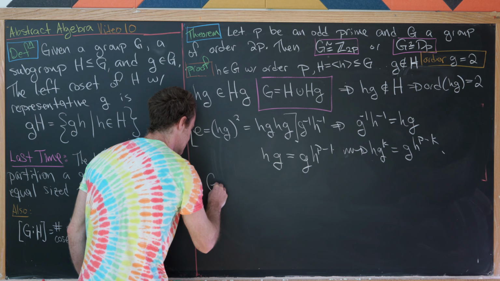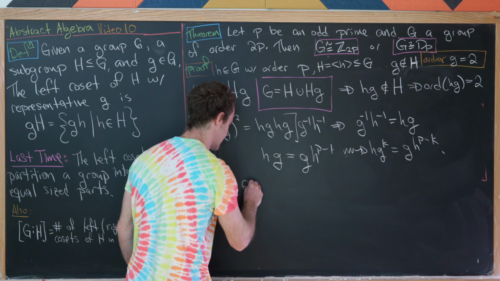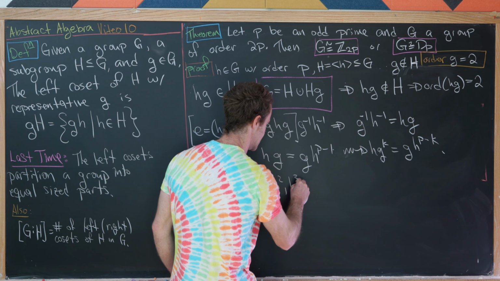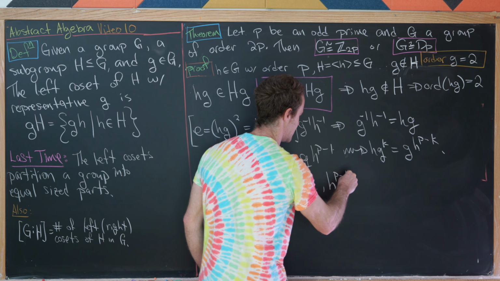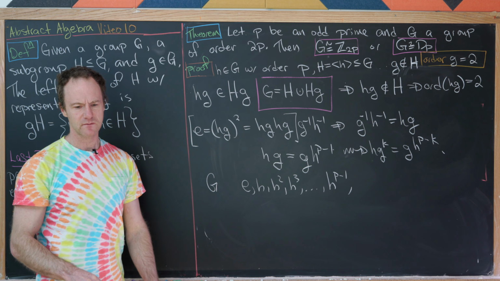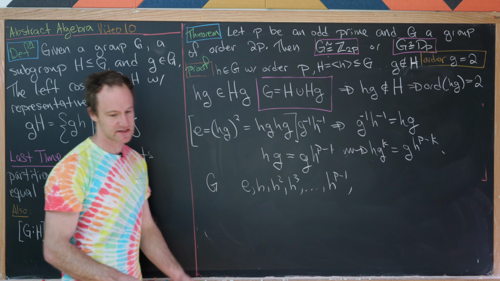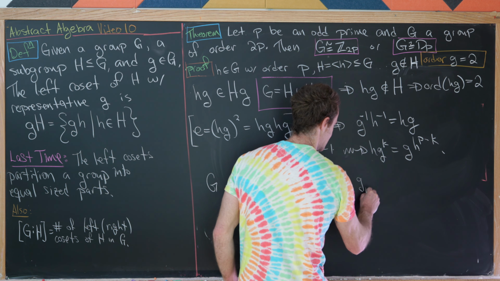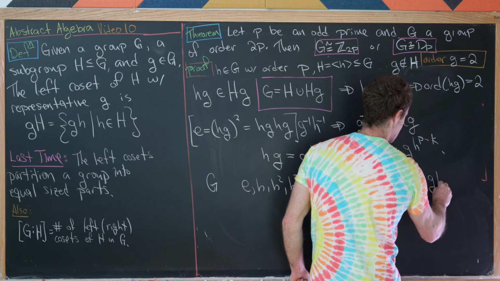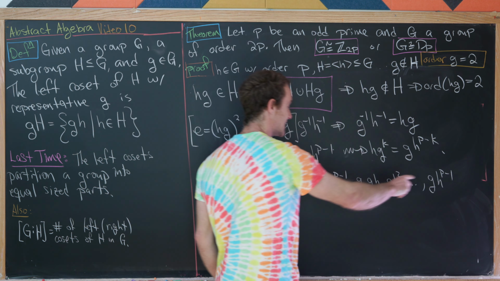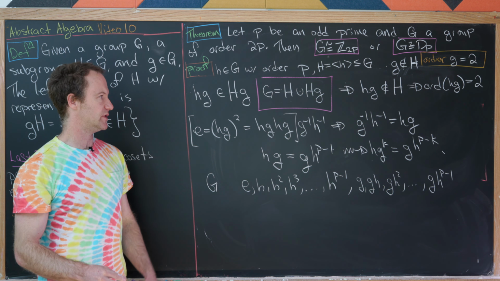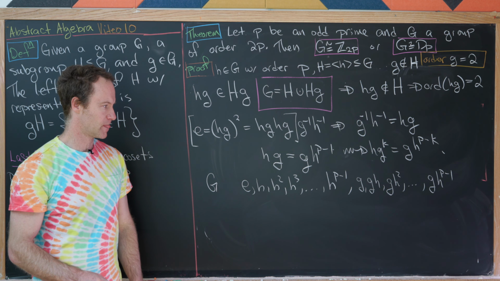Now we can list the elements of G as follows. We have e, and then next we'll have h squared, h cubed, ending at h to the p minus 1. So those are all of the elements of h. And then we can write all of the elements outside of h. And that'll be g, gh squared, all the way up to gh to the p minus 1. Notice that's everything in the coset gh, because h was that cyclic subgroup.